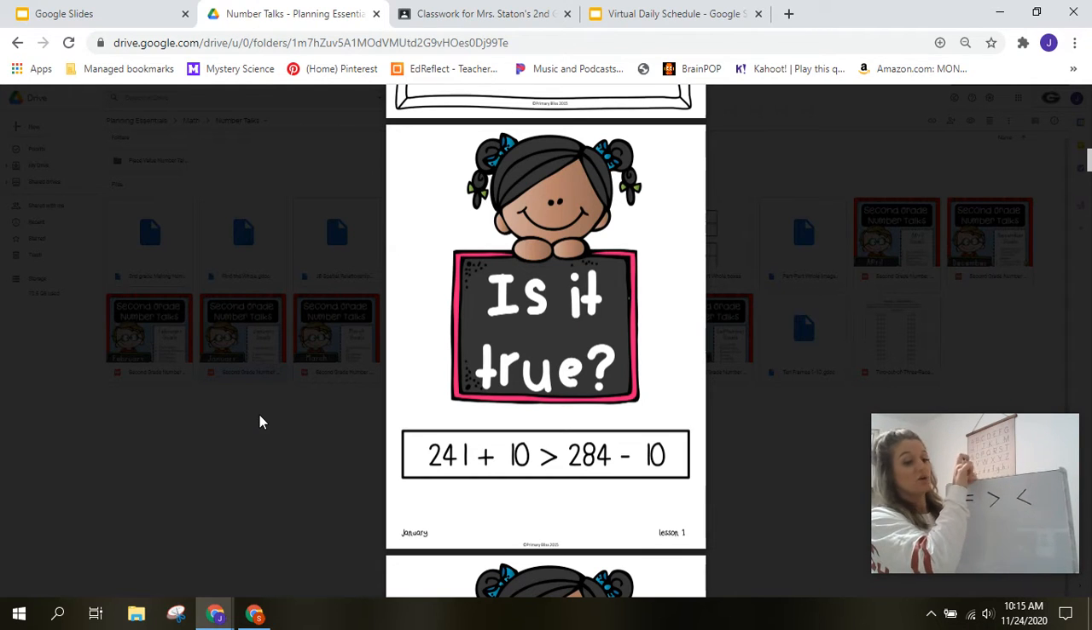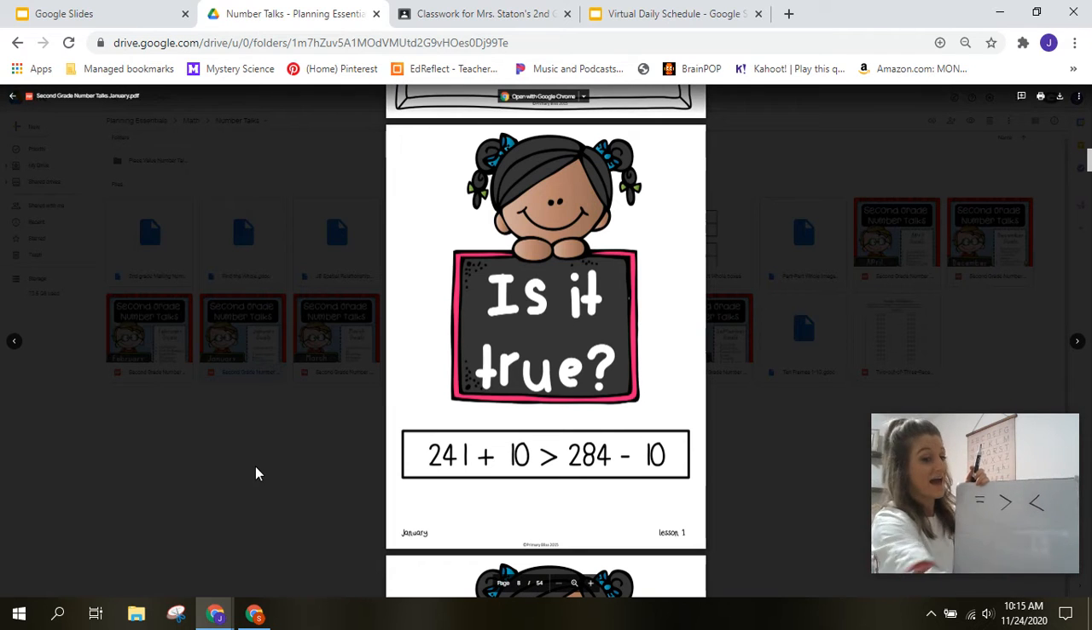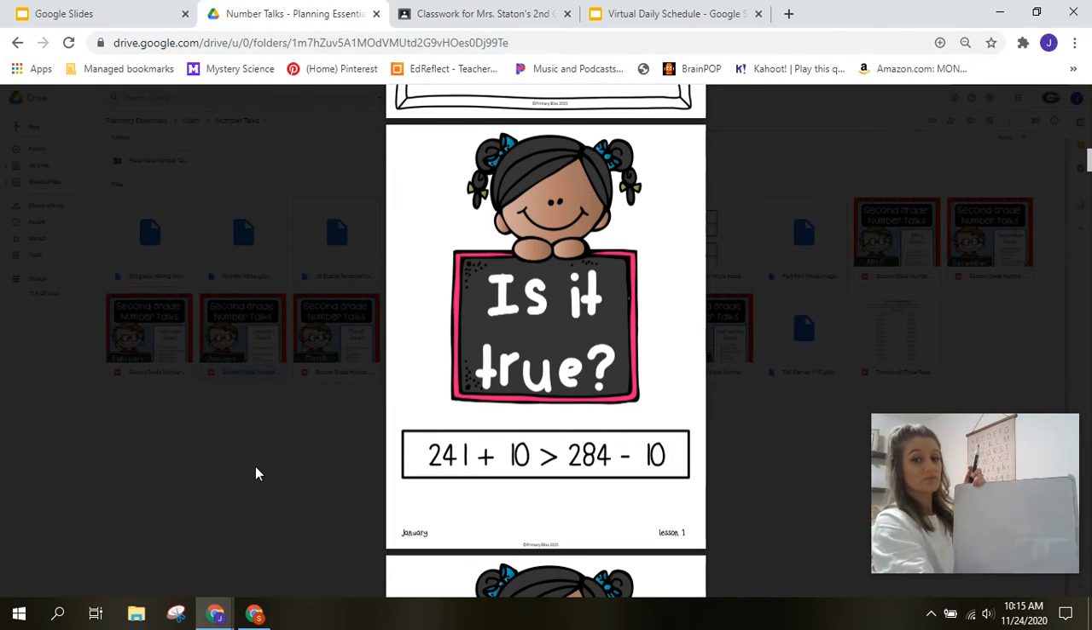Whenever you're looking at an equation, I notice that the one on the screen does not have an equal sign. What it does have, though, is a symbol. The equation says 241 plus 10 is greater than 284 minus 10. When you see these equations, or inequalities, whatever you want to call them, you are going to find that symbol. There it is. And you're going to look at everything up until that point, and compare it with everything after that symbol.